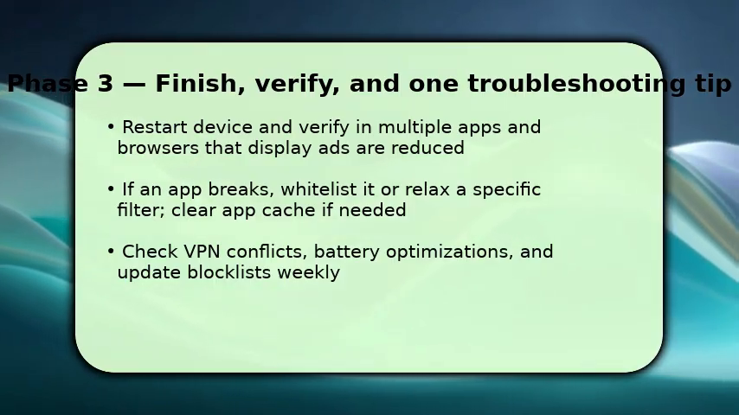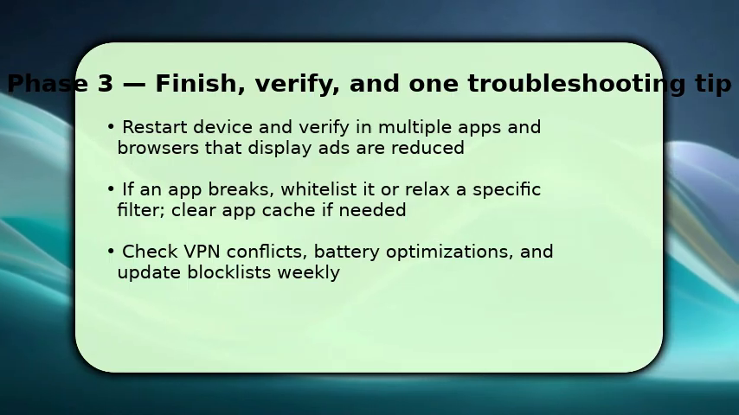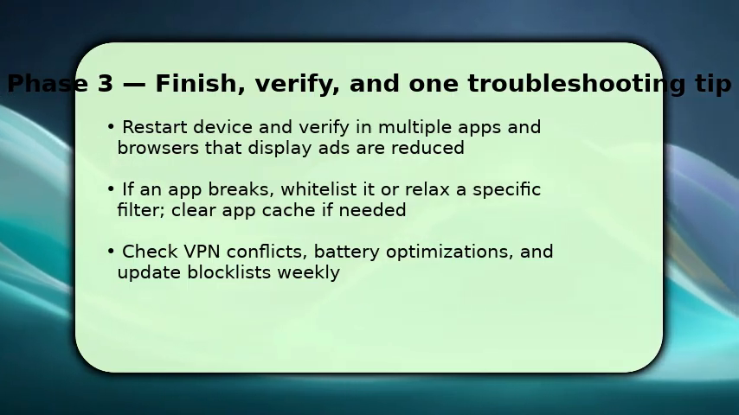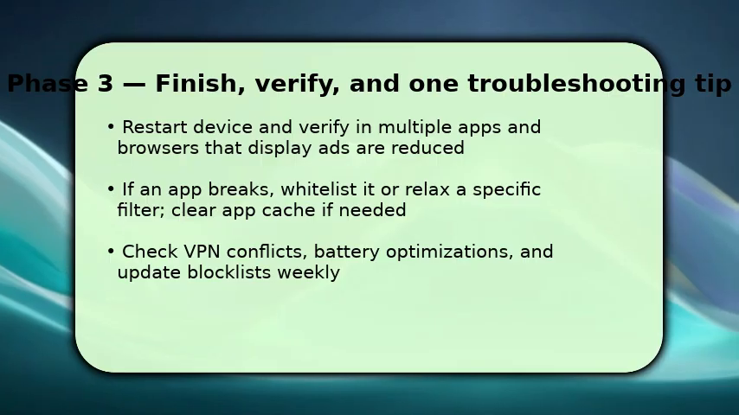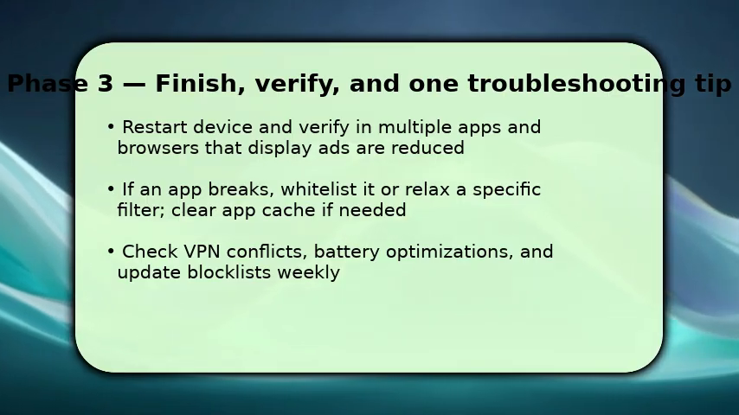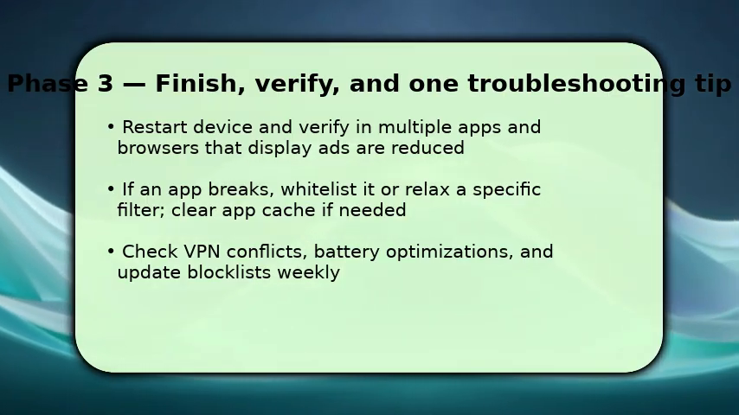For persistent failures, check for VPN conflicts, battery optimization killing the blocker, or outdated lists. Update block lists weekly to keep pace with new ad domains, and make sure blocking remains effective.